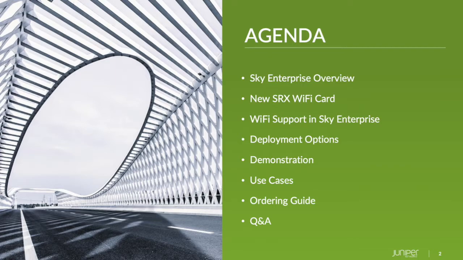And then we'll go into some deployment options, talk about some enhancements we've done with ZTP as it relates to templates for SRXs that include that Wi-Fi card, as well as LTE and Wi-Fi. We're going to do a little bit of a live demo, show the Wi-Fi menus, clients connected, that type of thing. Then we've got some use cases. We'll go through some small branches, medical, distribution center type things, and even some pop-up type locations. And then we've got some ordering details at the end.